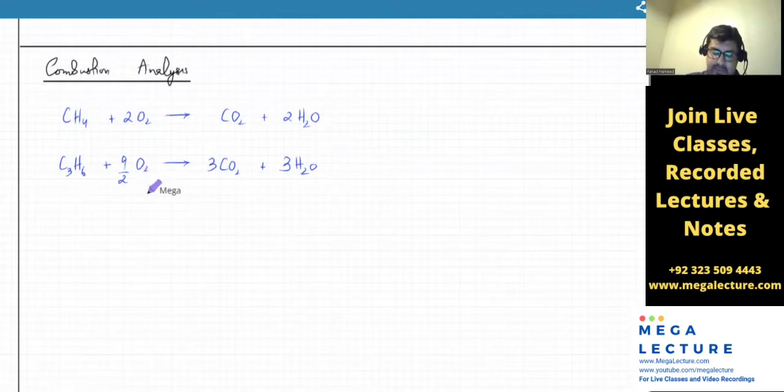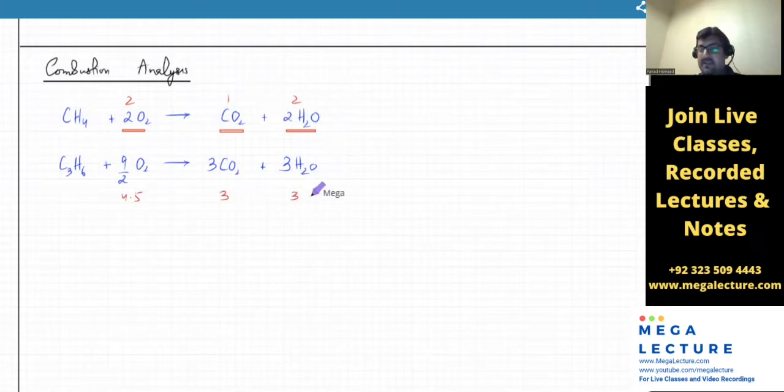So the idea is every time you burn a hydrocarbon, you get the same thing, except that the ratio is going to be different. The amount of oxygen that's going to be used, the amount of carbon dioxide that's going to be produced, and the amount of water that's going to be produced, that ratio would always be different. No two hydrocarbons have exactly the same ratio. Just say the ratio is 2:1:2. In this one, the ratio is 4.5 to 3 to 3. So the idea is that you burn something, and you figure out the amount of carbon dioxide that's produced, the amount of oxygen that's getting used up, and the amount of water that's produced.